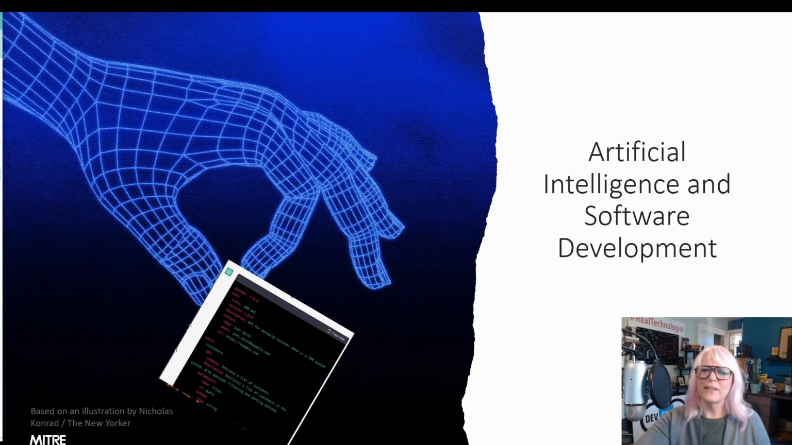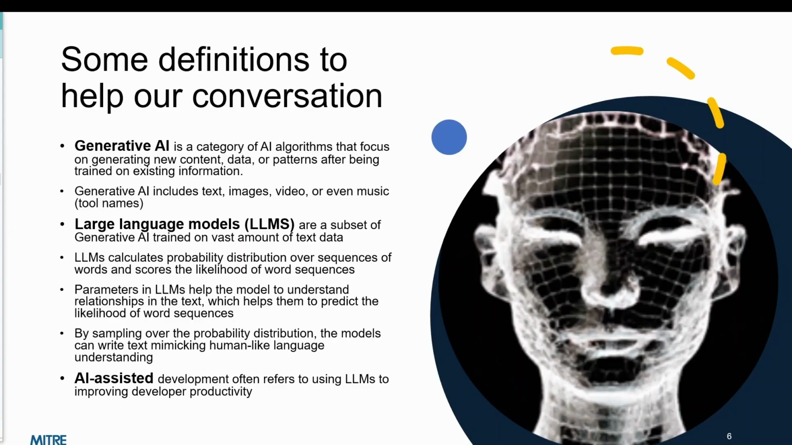So let's get a couple of definitions about artificial intelligence laid flat. Generative AI, including large language models or LLMs, focus on creating new content or patterns by learning from existing data. Large language models are trained on extensive text data, enabling them to be statistically predictive of words and sentences and then generate human-like text. These models can be utilized in AI-assisted development to enhance developer productivity and streamline software.